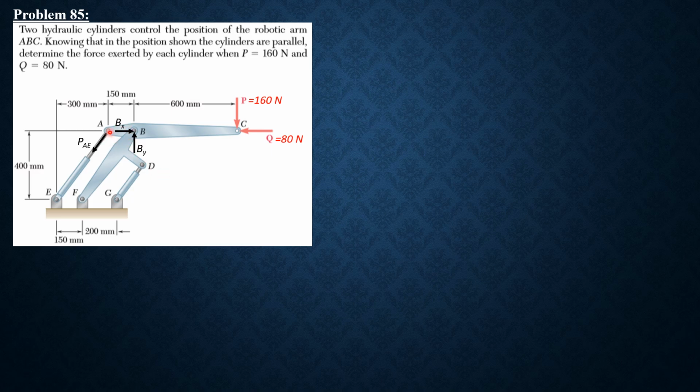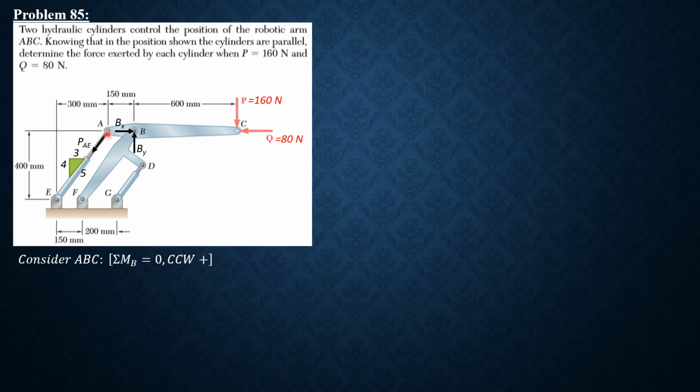Let's consider first ABC, the upper part. Summation moment about B equals 0 to solve for PAE. The slope of PAE is 3 horizontal, 4 vertical, so 5 hypotenuse. There are two components of PAE: the horizontal, which passes through B, so it has no moment, and the vertical, which is PAE times 4 over 5, so it is counterclockwise.